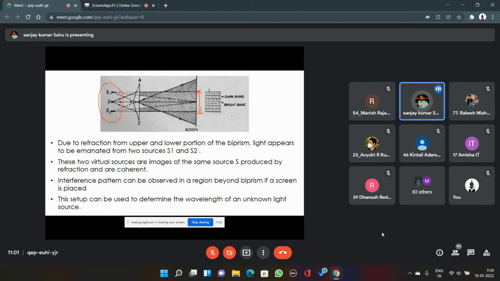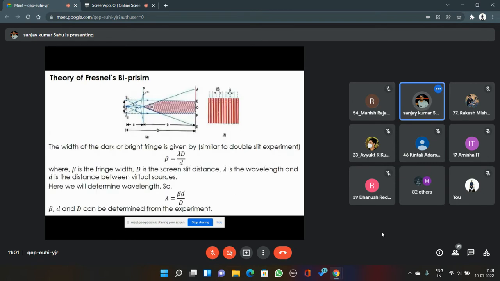That means the first inference from Young's double slit experiment was that the width of the fringe is the same everywhere, right? Unlike Newton's experiment, where the width of the fringe decreases along with the order of the fringes. Here the width of the fringes is the same everywhere, and the value of the fringe width is beta equals lambda D divided by d.